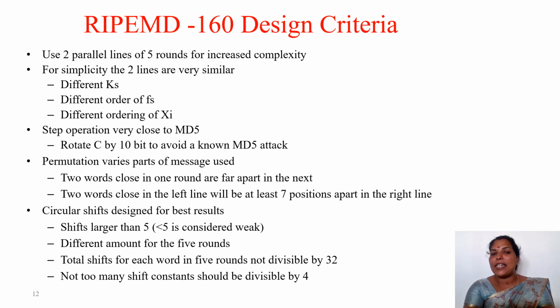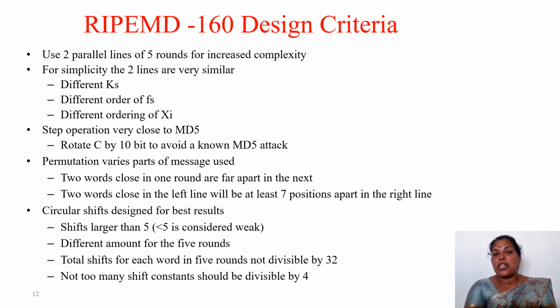So rotate C by 10 bits to avoid a known MD5 attack, because we know MD5. If we know MD5, then we know what possibilities we have to exploit this MD5 algorithm. So if we know this MD5 with respect to this, it is possible to attack this RIPEMD-160 also. So here they kept a rotate C by 10 bits. They have kept it as a rotate C by 10 bits in order to avoid the known MD5 attack.